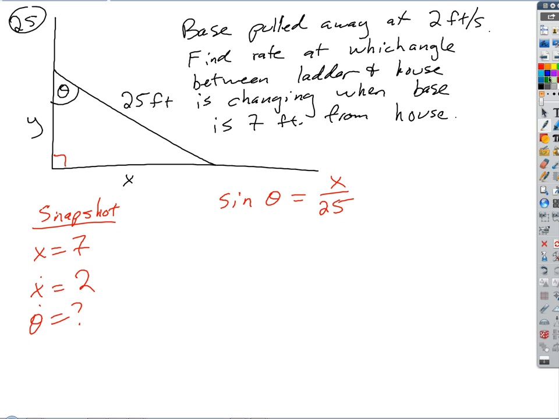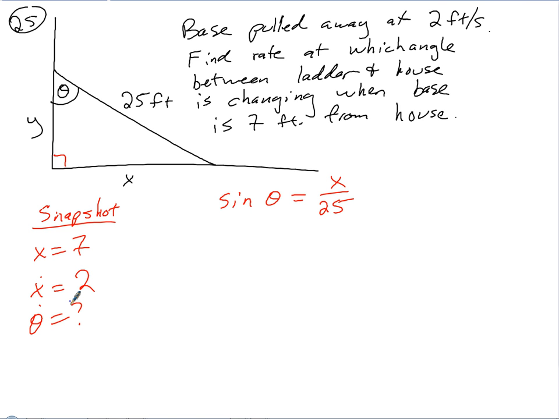We're going to implicitly differentiate with respect to what, if we want to get dots out of this? t, right? We want the rates of change with respect to time. Look at those units: that's 2 feet per second. So we're looking at a rate of change of length over time, so we're differentiating with respect to t.